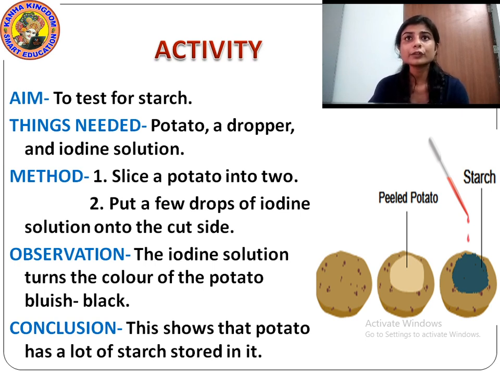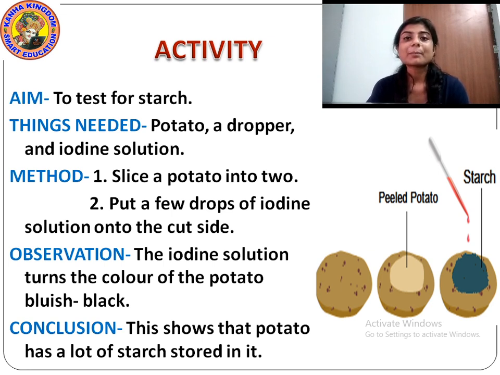So for that, what do you need? The things that you need are potato, a dropper. Dropper means to suck in and pour the liquid that is needed to do the experiment. Then an iodine solution is also needed.